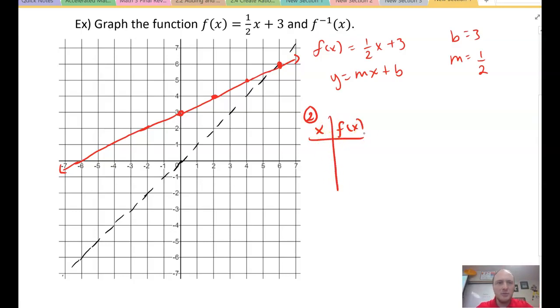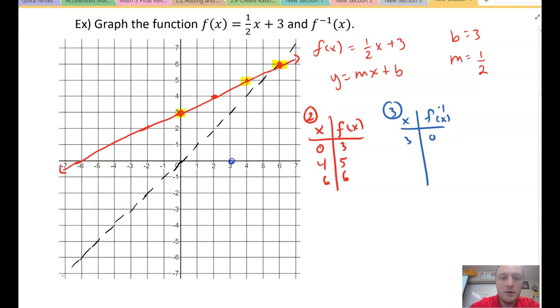I'm going to choose an intercept, which is always a good point to choose. I'll choose this point close to it, and then the point on the line y equals x. So these points are (0, 3), (4, 5), and (6, 6). Now what I want to do with those points is switch them. That's how I find the inverse, f inverse of x.